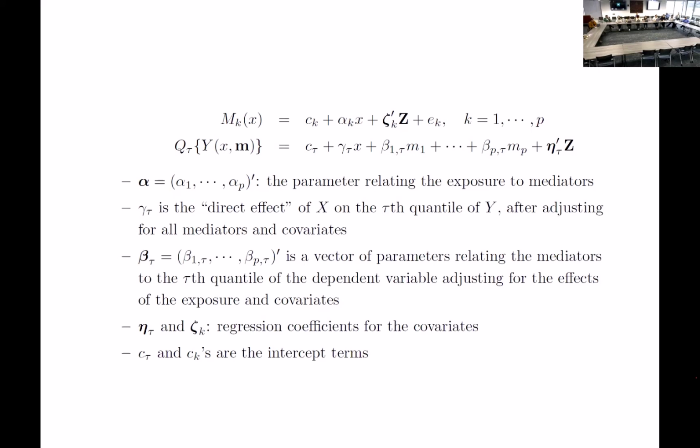Lei, I have a question. Yeah. What's the order of P relative to N? 900 versus 800,000. The sample size is 954. Is the mediator continuous or discrete? It's continuous. Methylation is a continuous variable.